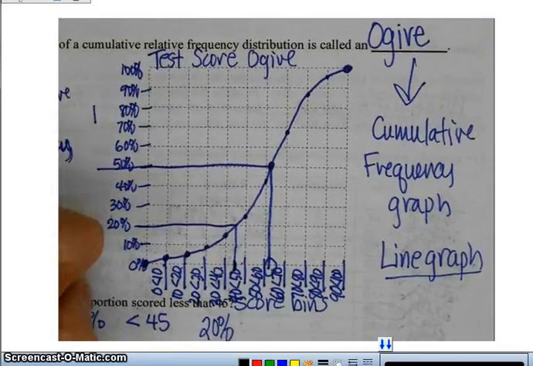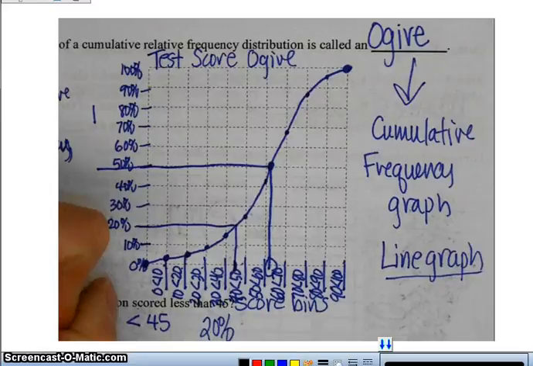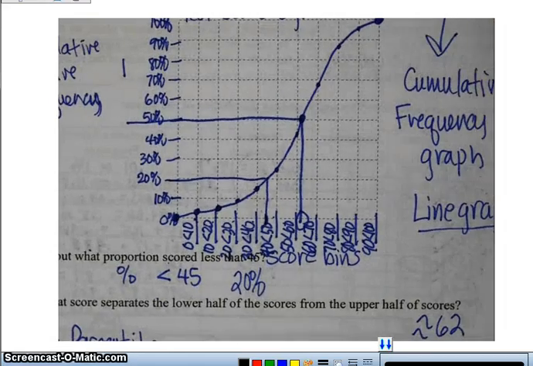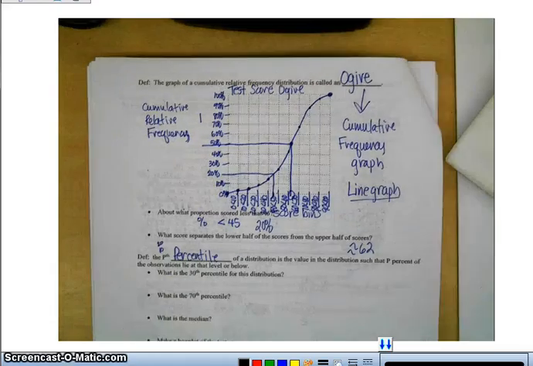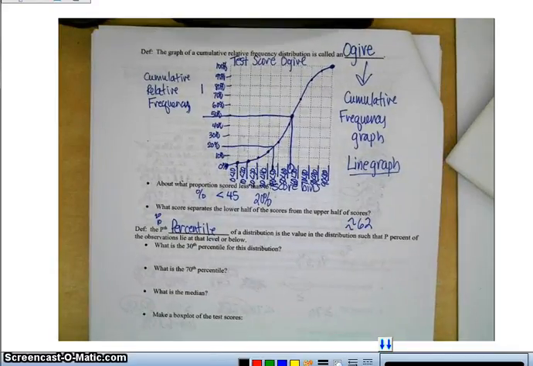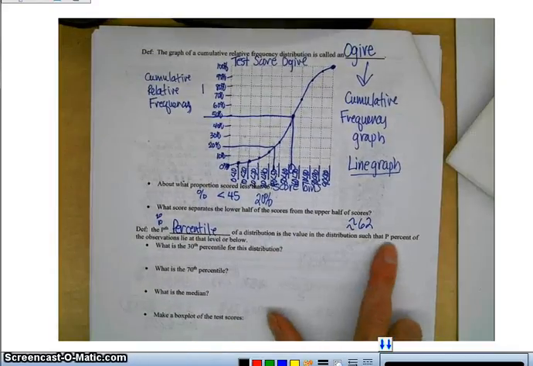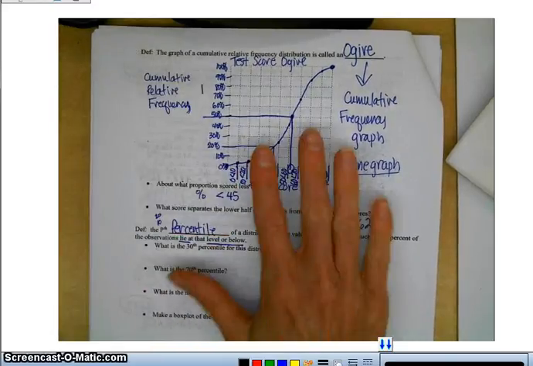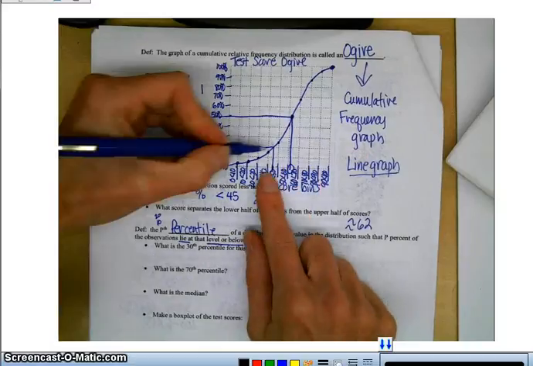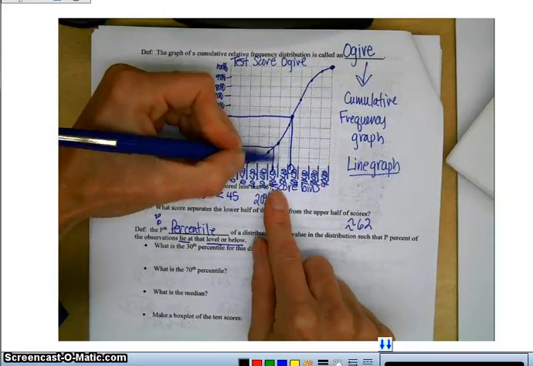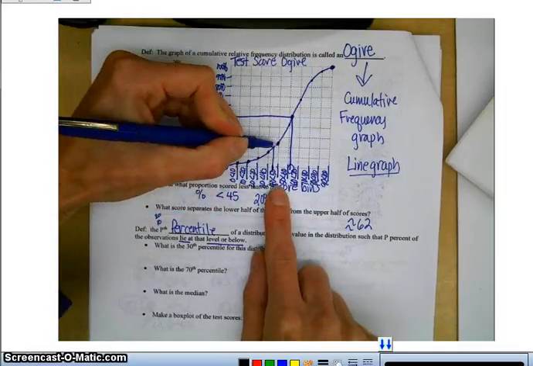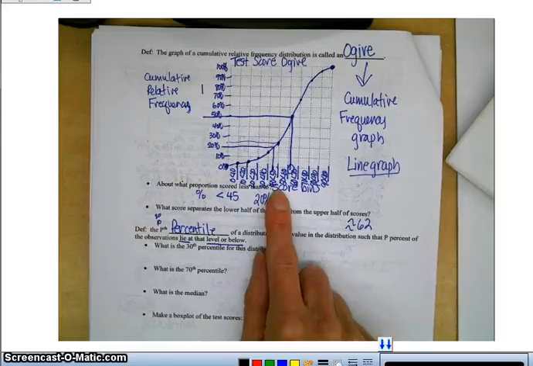All right, we have a definition here. The pth percentile, p could be the 10th percentile, the 20th percentile, the 30th percentile, okay? So in this next blank, let me zoom back out again. The pth percentile of a distribution is the value in the distribution such that p% of the observations lie at or below that level. And that's exactly what an Ogive tells us. This percent right here tells us what percent lie below that score of 50. So 25% scored 50 or less.